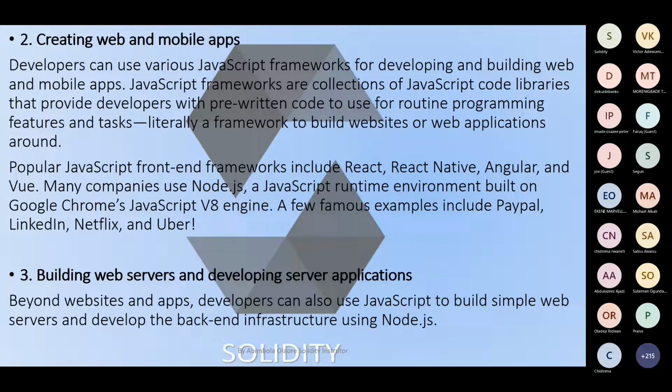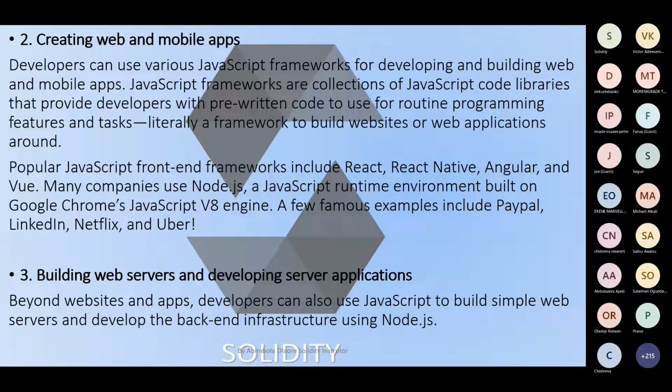Features and tasks. Literally a framework to build websites or web applications around. Popular JavaScript front-end frameworks include React, React Native, Angular, and Vue. Many companies use Node.js, the JavaScript runtime environment built on Google Chrome's JavaScript V8 engine.